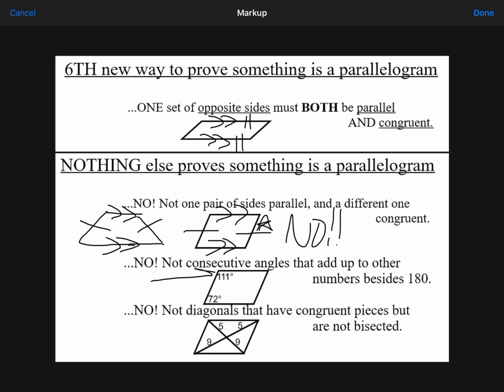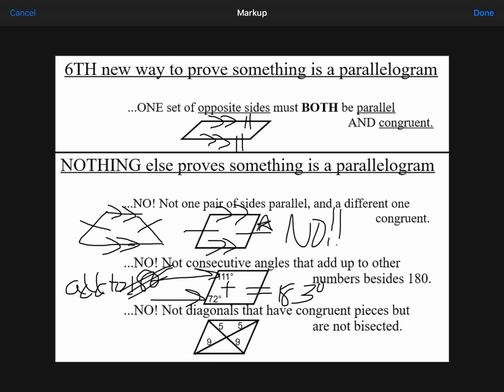Same with this one here, 111 and 72. Why, those add to 180, right? No, they don't. Actually add them up. If you add them up, it equals 183. What? That's not supposed to add up to that. You're right. That means the shape isn't a parallelogram. It's very close, because the numbers add up to a number very close to 180, but it's not exactly parallel, so it's not exactly a parallelogram.